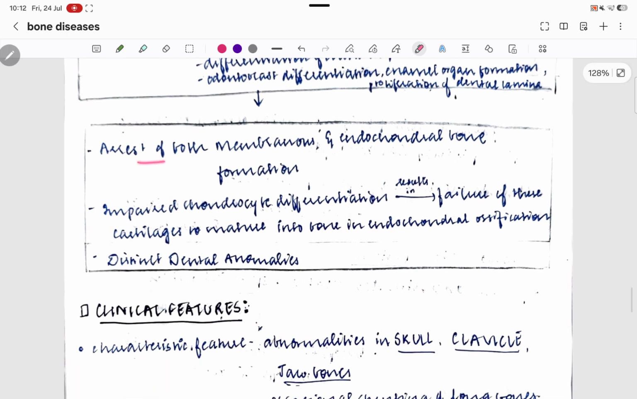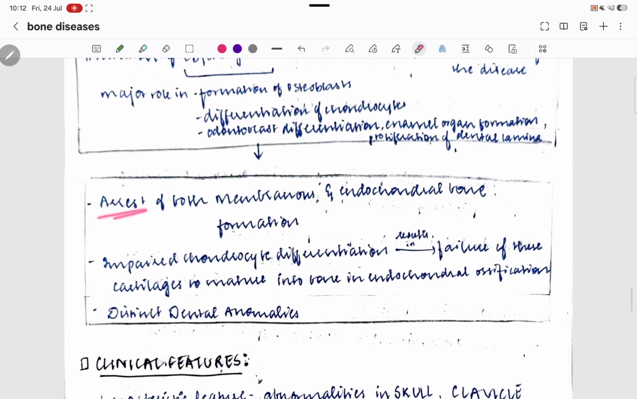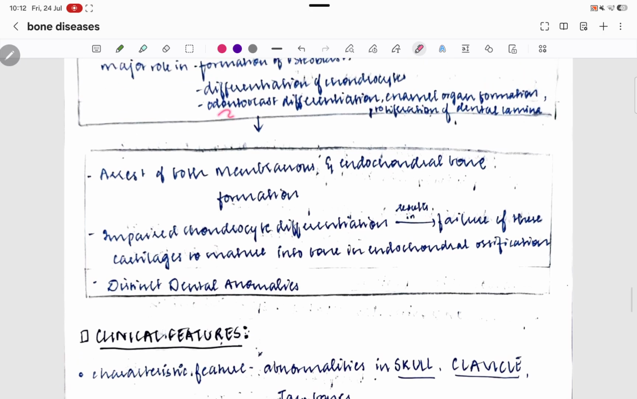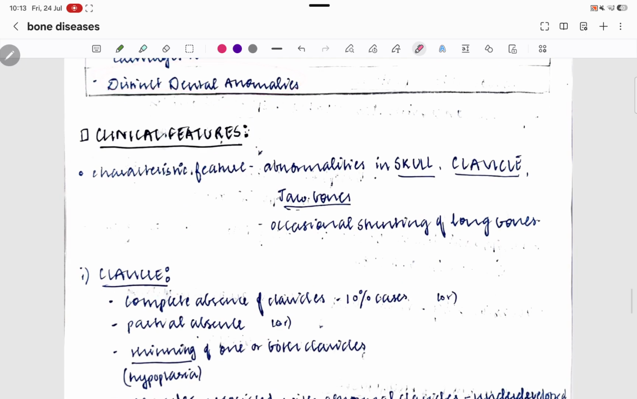Now, arrest of both membranous and endochondral bone formation. Since there is a mutation of the gene, the membranous and endochondral bone formation is altered or arrested. Then there is impaired chondrocyte differentiation, resulting in failure of cartilages to mature into bone, and endochondral ossification. This is a distinct dental abnormality.